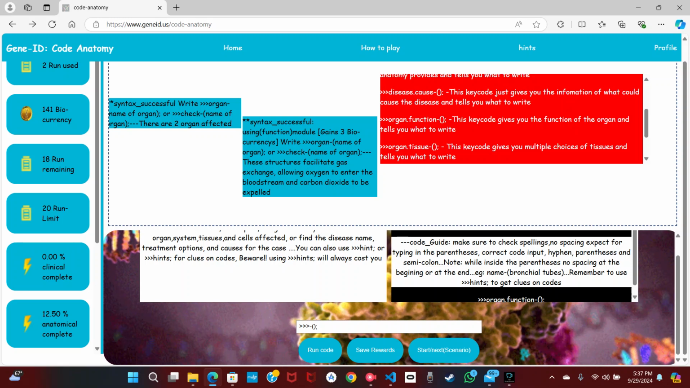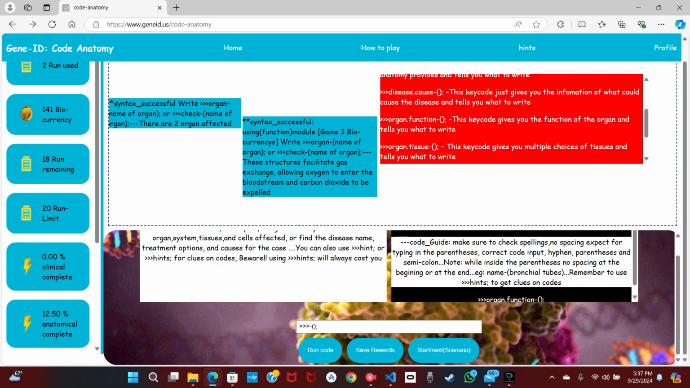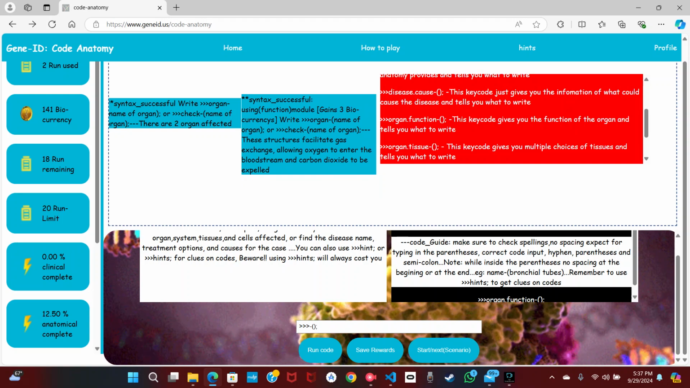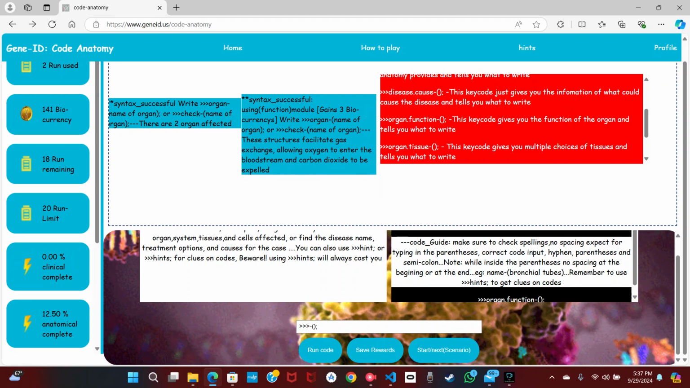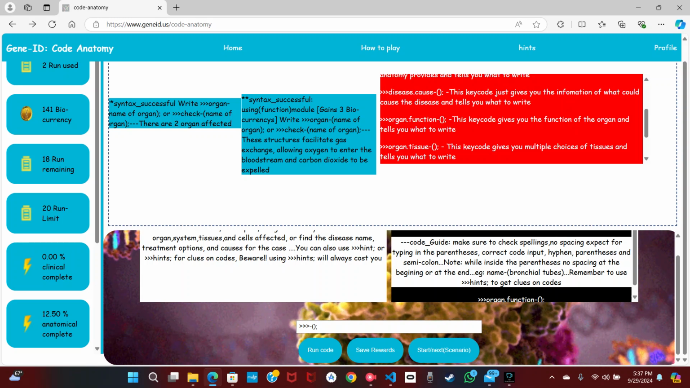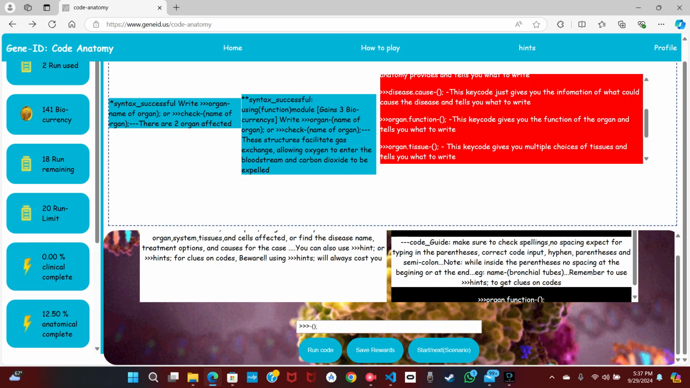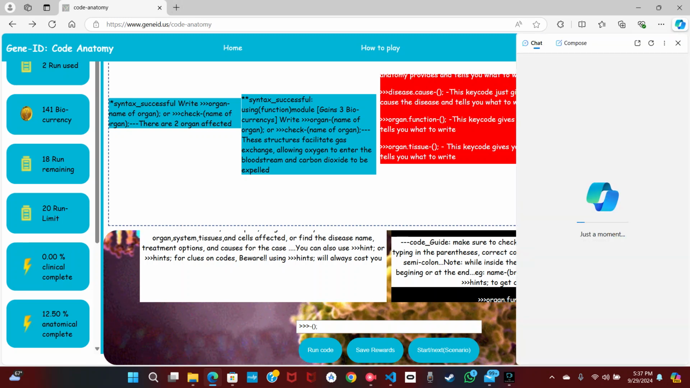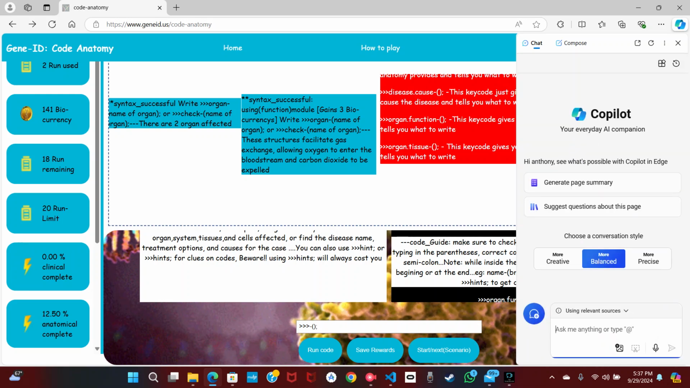Okay, so I'm getting a little bit of a clue here. It's saying that this organ allows exchange, which means what organ could that be? This is where I could use the prompt, ChatGPT, or Google to know which organ exchanges gas.